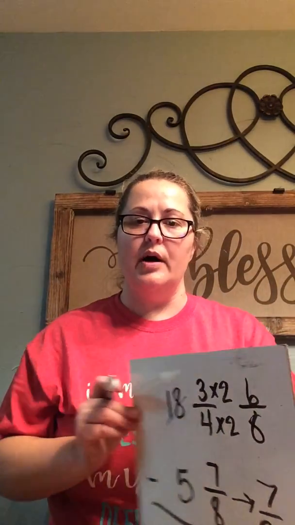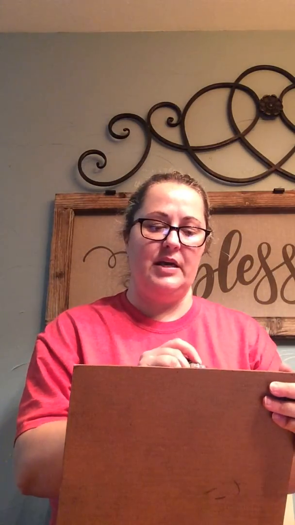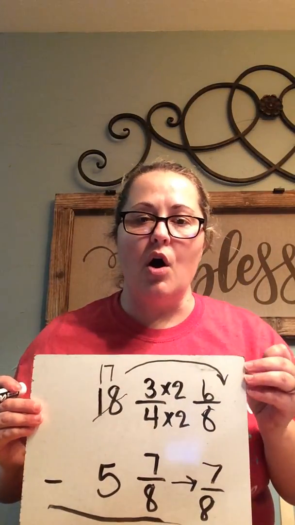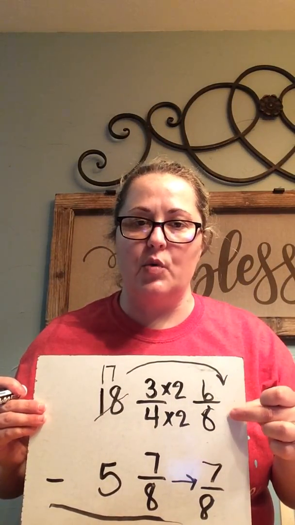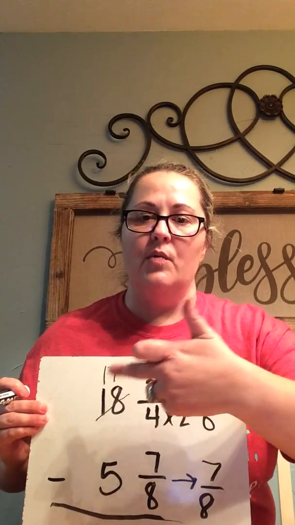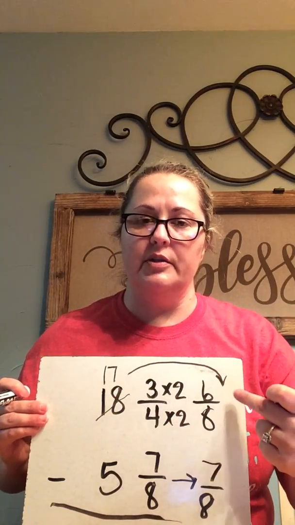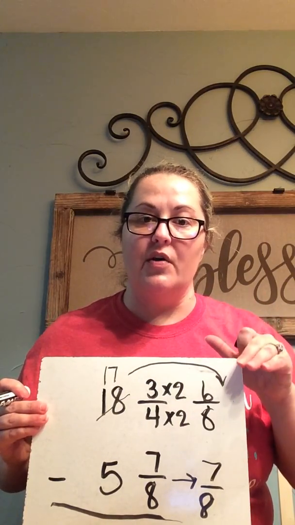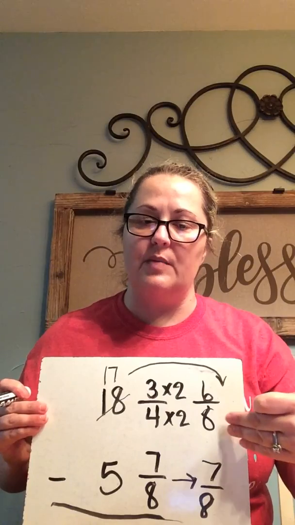So if we borrow 1 from 18, it's going to become 17. And we're going to bring back a whole. Now, earlier, our whole looked like 12 over 12, but 12 isn't our denominator anymore, it's an 8. So now when we borrow our 1 whole to look like a fraction, we're going to need to bring back the denominator that's already in our problem. So this time we're going to bring back 8 over 8, okay?